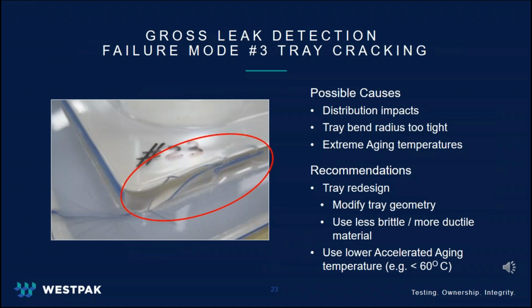The next common failure mode is tray cracking. The possible causes for this are impact testing in distribution, a tray bend radius that is too tight, or extreme aging temperatures. Recommendations to avoid this are tray redesign by changing the tray geometry and using a less brittle or more ductile material, or using a lower accelerated aging temperature.